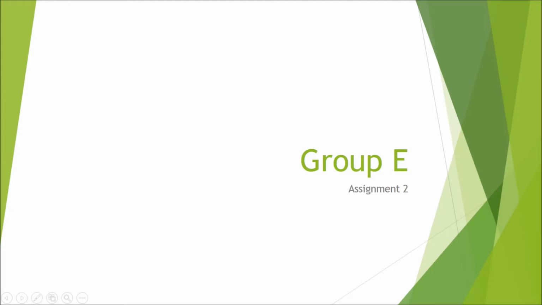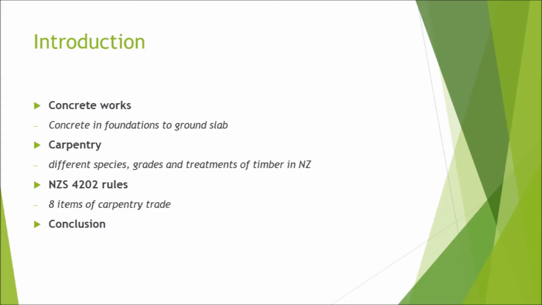In this report, we focus on exploring the basics about the schedule of quantities, apportionment and the quantity rates for the NZS 4202 rules of measurement. In section 1, we do the concrete works, and section B is the information of the country trade. We also give a brief description of the NZS 4202 approach to measure some items of the country trade.